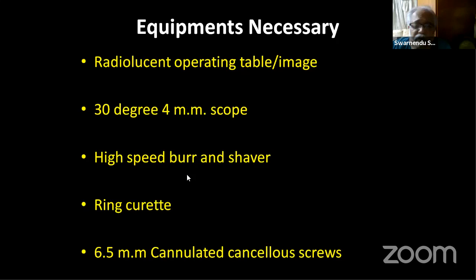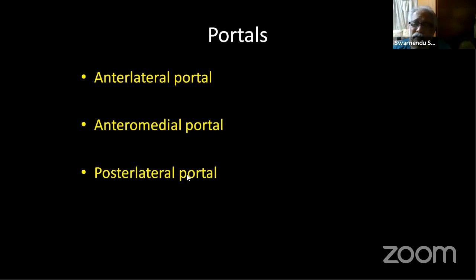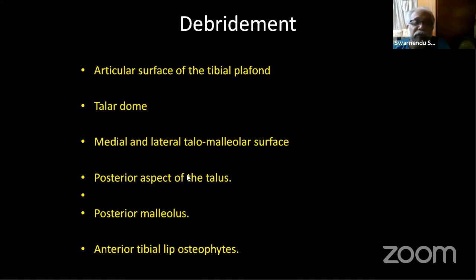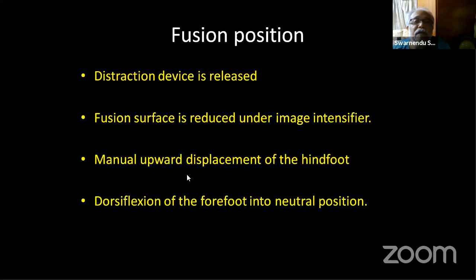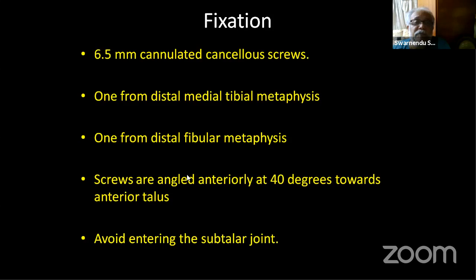And you have to have the radiolucent table and the image, because when you put your screws in, you have to be dead sure that you are going into the proper place, and you are not going into the subtalar joint, or misfiring. So portals, usually 2 portals, anterolateral and anteromedial. So debridement, as I told you, you have to debride both the talar side, tibial side, medial and lateral gutter, and the posterior aspect, some part of the malleolus, and fusion position, as I told you. So fixation is done by 6.5 mm screws.